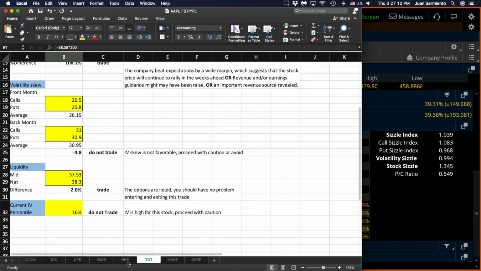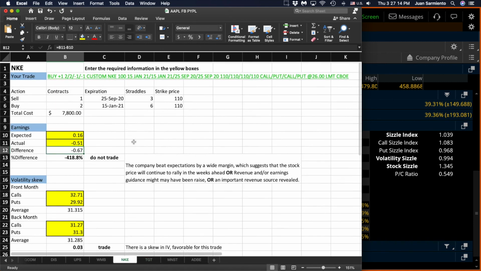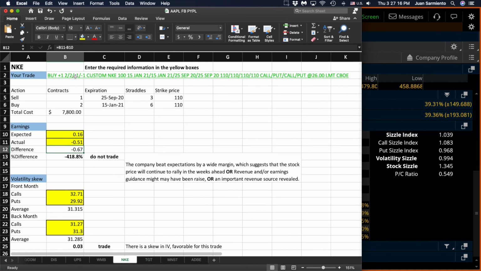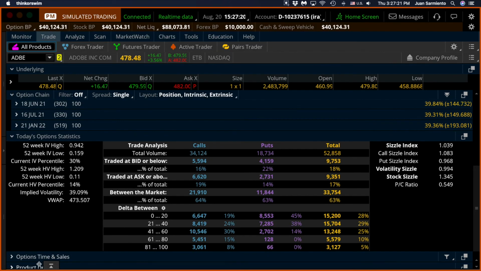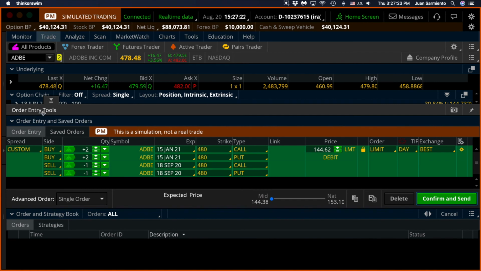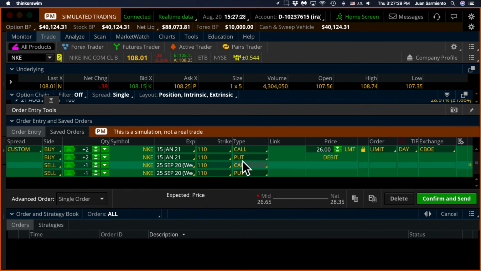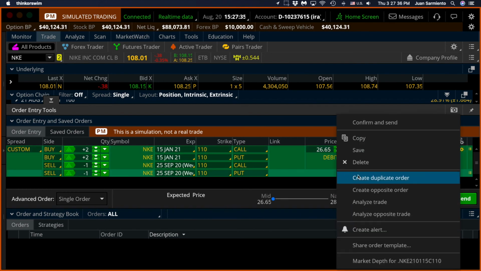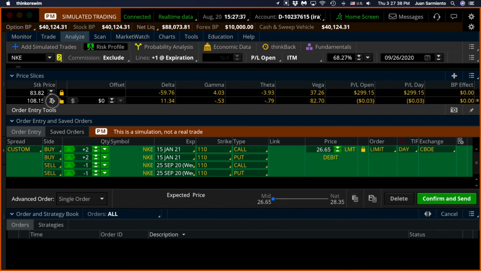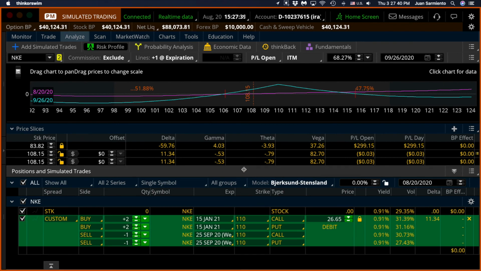And finally, I come to Nike, which is the one that I have selected for today. Let's copy the trade and paste it here. Click on that icon and just click on this icon. And that brings me to my Nike trade here. I open the cost and then say Analyze Trade. And we're going to enter the same data.